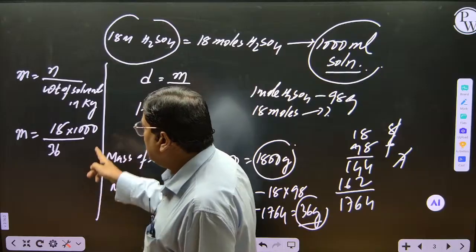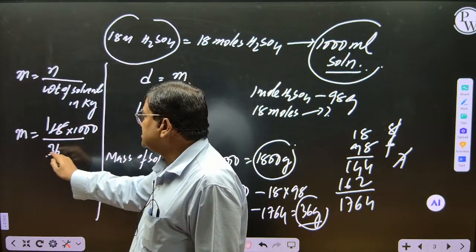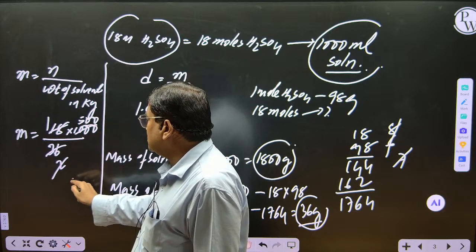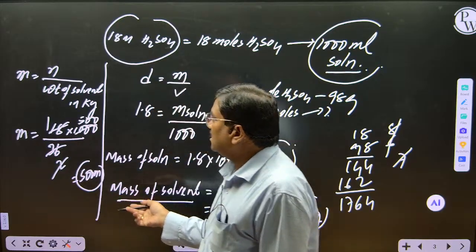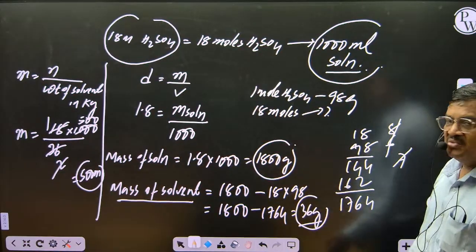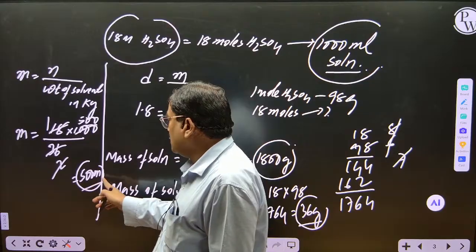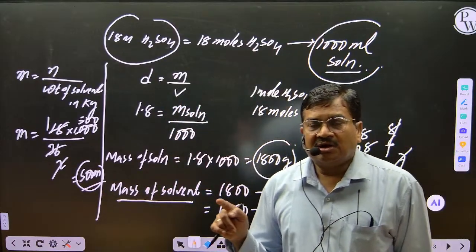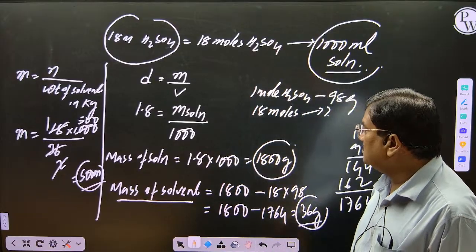So this is 18,000 by 36. See, this 18 will cancel two times, and this 2 will cancel 1000 by, we get 500. See, without knowing the formula, you have to think it over. This is how we got molality, the same answer, 500 m. Understood? Or you can directly apply the relation: 1000 into molarity by 1000 into density minus molarity into molar mass.